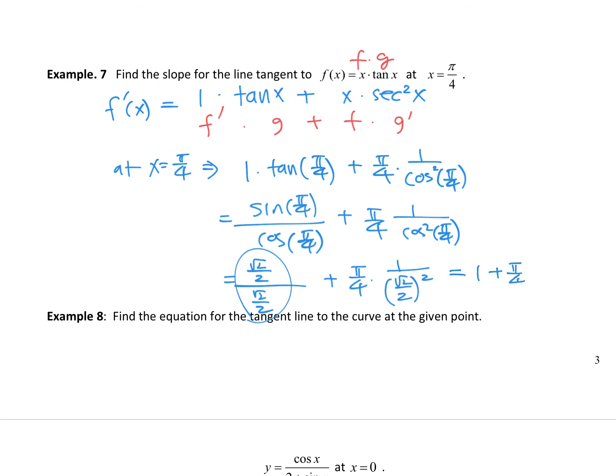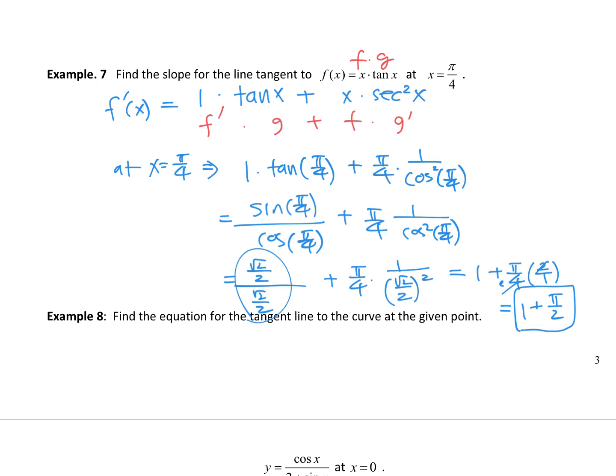All right, so the first one, pi over 2, simplifies to 1, because it's the same thing on top and same thing on the bottom. Pi over 4 times, radical 2 over 2 squared is 2 over 4, so that's basically just 1/2. 1 over that will be 2 over 1. Yay, 1 plus, so I can cancel this out, pi over 2. Yikes. All right, so that's the answer.